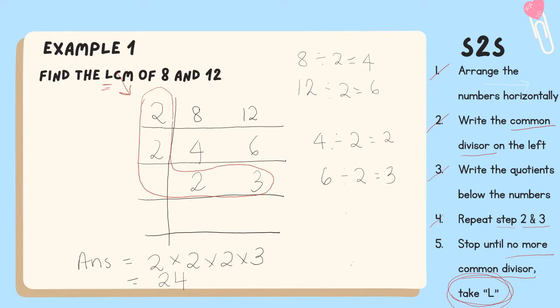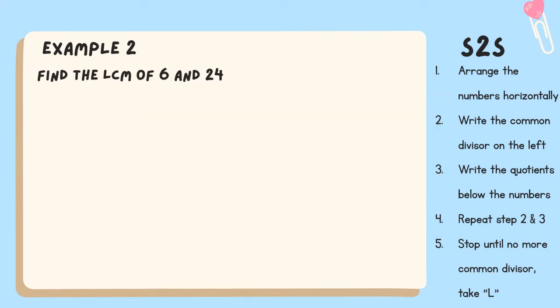It may be quite challenging for some of you, but if you keep on practicing and just follow the steps slowly, one by one, I'm pretty sure you'll get the hang of it. So let's continue with the next example. Example 2, find the LCM of 6 and 24. Step 1, arrange the numbers horizontally. So I'm just going to write our steps right here.